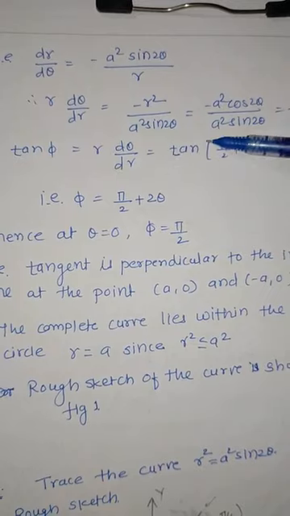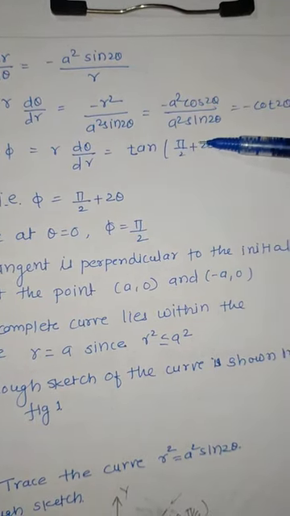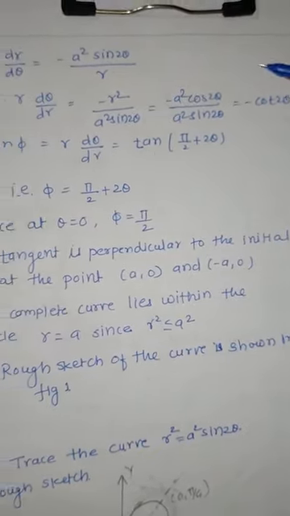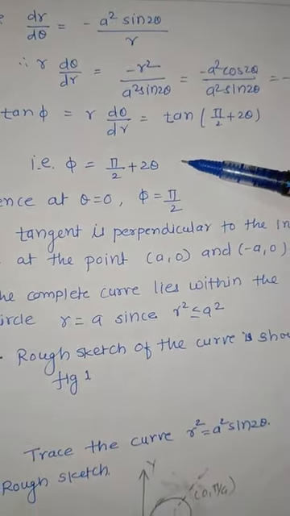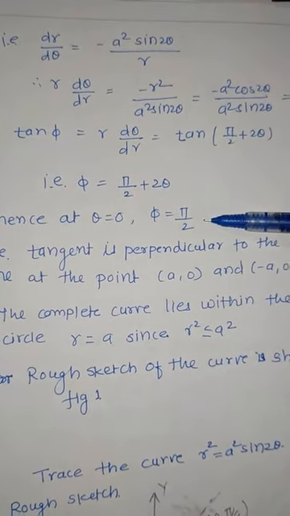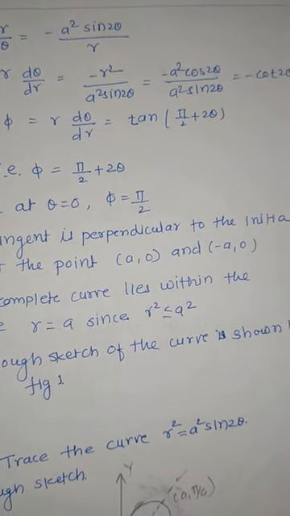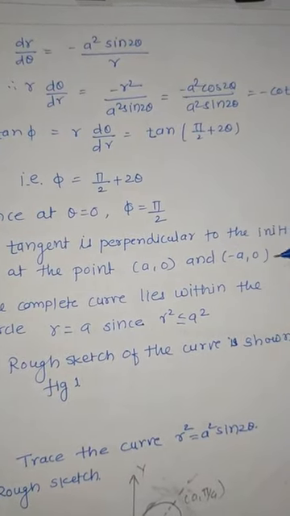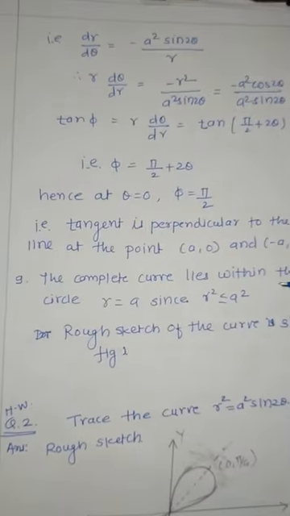So tan phi becomes r into d theta by dr, that is tan of pi by 2 plus 2 theta, for we can write minus cot of 2 theta. So here phi is pi by 2 plus 2 theta. So whenever your theta is 0, phi equals pi by 2. So the meaning is the tangent is perpendicular to the initial line at the points a comma 0 and minus a comma 0. Now I will show you how we have drawn this.